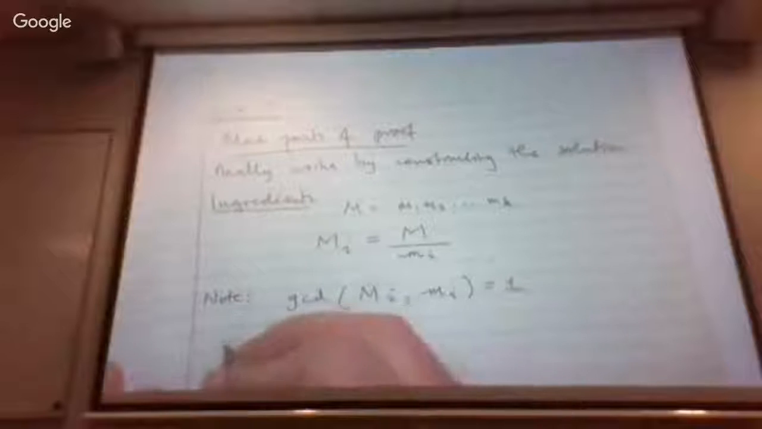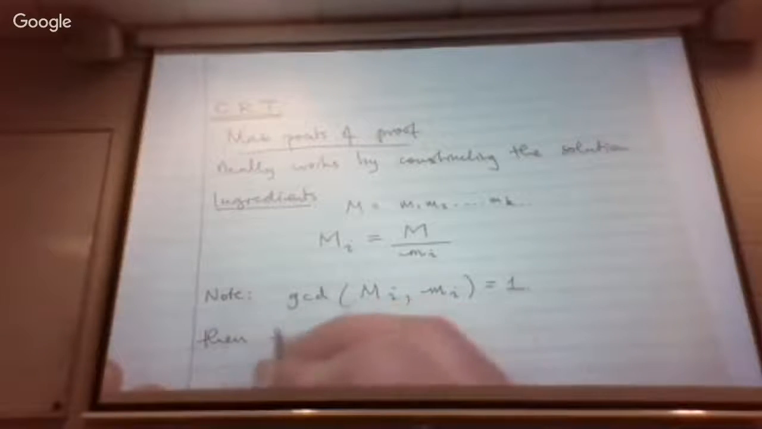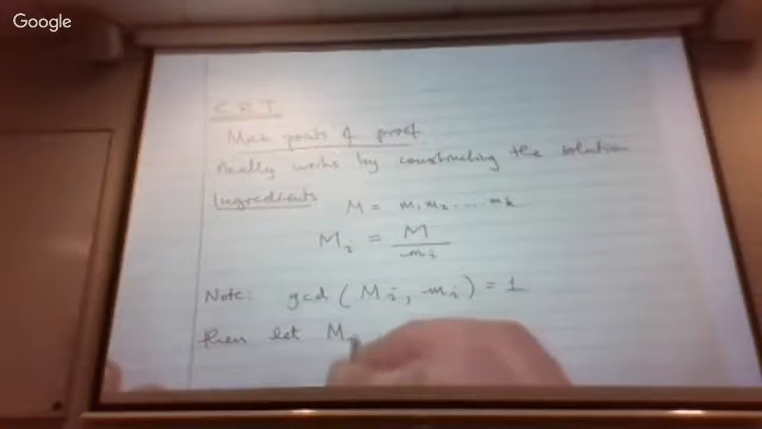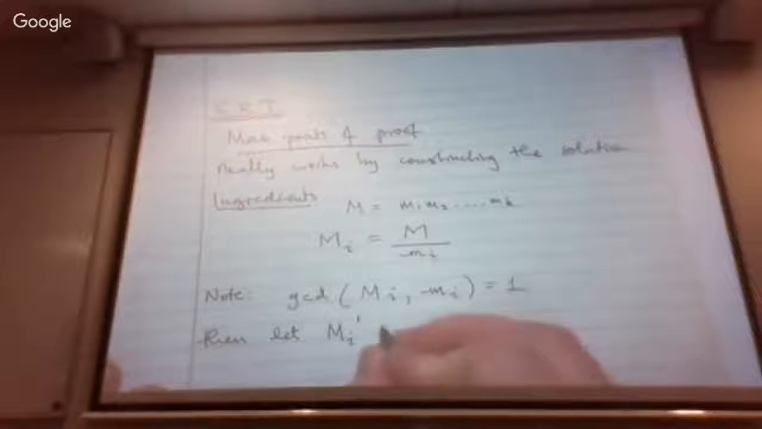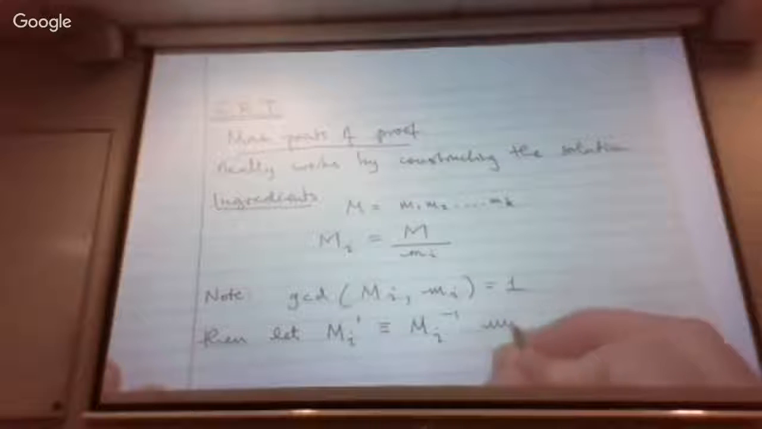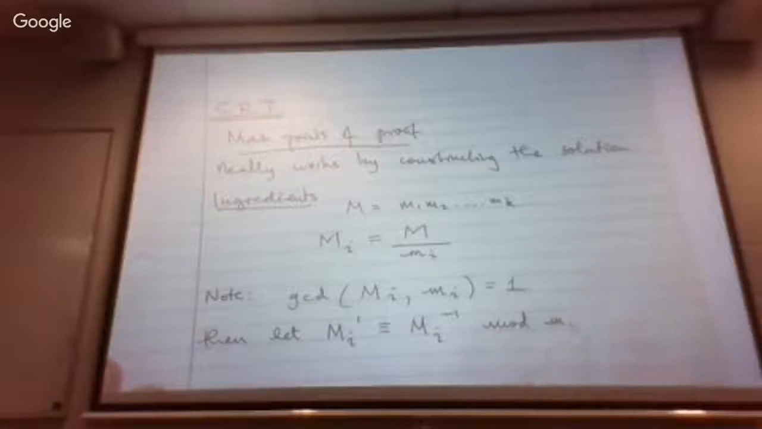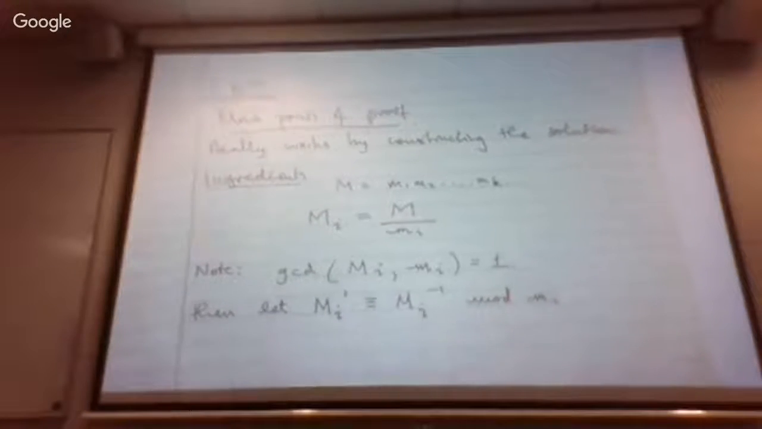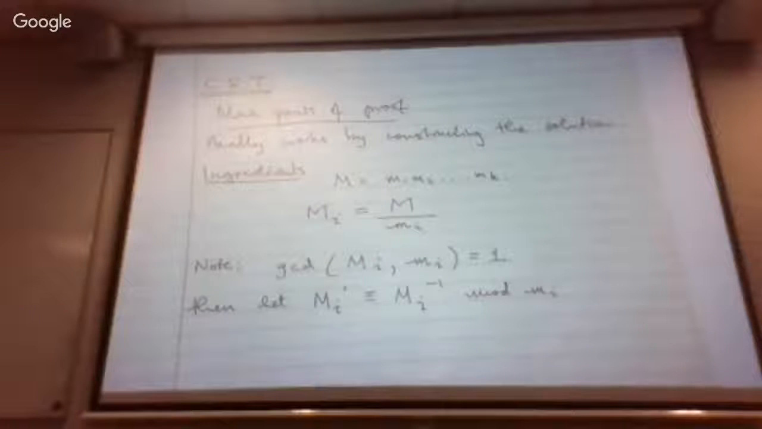So then we let capital Mi prime be congruent to, well, this is really the inverse of capital Mi modulo little mi. So these things are the ingredients, the Mi and the capital Mi prime. And then you see over the page, on page 46, a big summation formula which provides the solution.